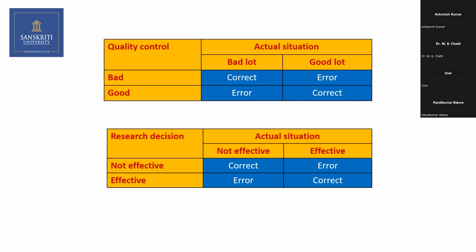In research, when you convert these practical examples into research, actually research is not effective, and the decision you have taken is not effective, that is a correct decision. Suppose it is not effective, and you are converting that as effective, that is an error. Similarly, an effective result, you are converting it as not effective, that is also an error. I hope you understand this.